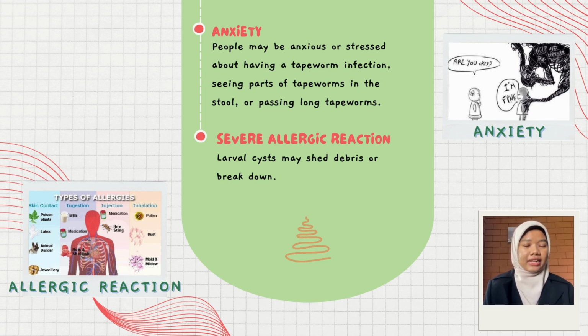Okay. Lastly, for complications of tapeworm infection, severe allergic reactions. Larvae may shed debris or breakdown products that can cause several allergic reactions in humans. Severe allergic reactions are also called anaphylaxis. It happens when the immune system reacts. It may cause symptoms of allergy, such as difficulty breathing, fainting, fever, and a drop in blood pressure.